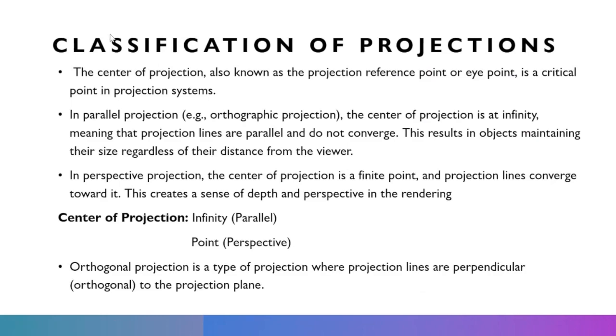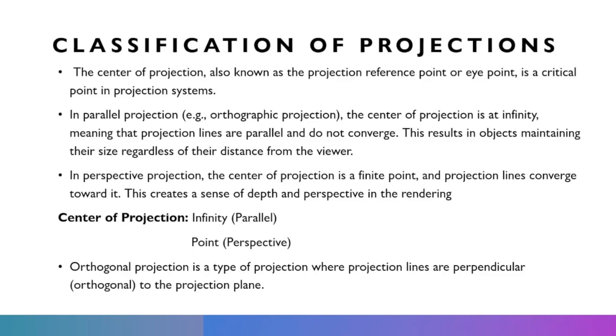So the classification of projection mainly depends upon the center of projection. As I said, if the center of projection is at infinity, it leads to parallel projection. If the center of projection is a point where we can see, it leads to perspective projection. So it also has a converging point.